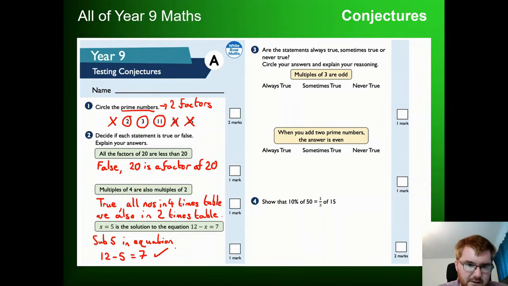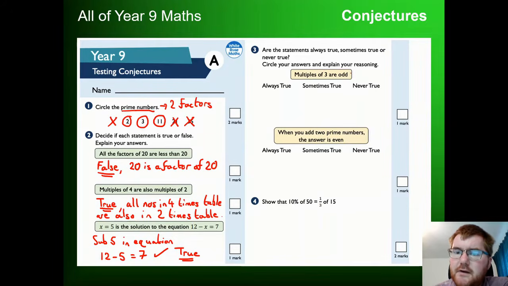So that is going to be true. Always state very clearly if it's true or if it's false, and then obviously give that clear reason why. Good. Right, now are the statements always true, sometimes true, or never true? And then we need to circle which answer is correct, and explain the reasoning.